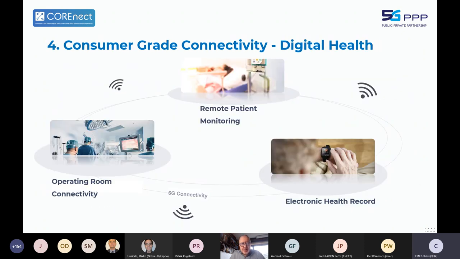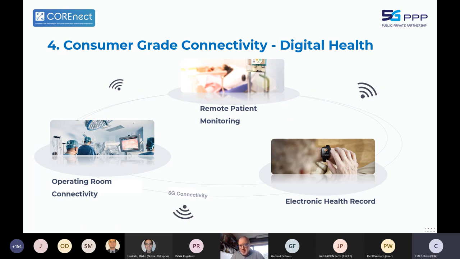Then fourth, what's happening at the consumer level? And of course, consumer is a wide area. I'm not talking here about all types of consumer devices like smartphones, etc. But I would like to emphasize a bit on the health aspect. We see more and more that health is evolving from hospital towards home, and that people have to stay as long as possible at home or recover as much as possible at home.